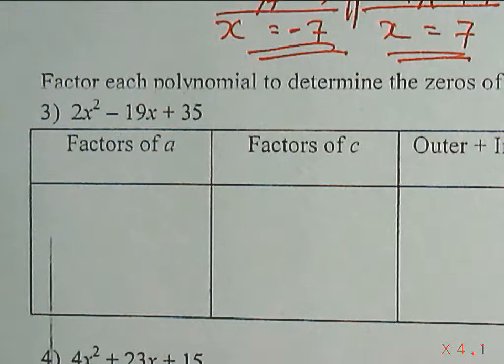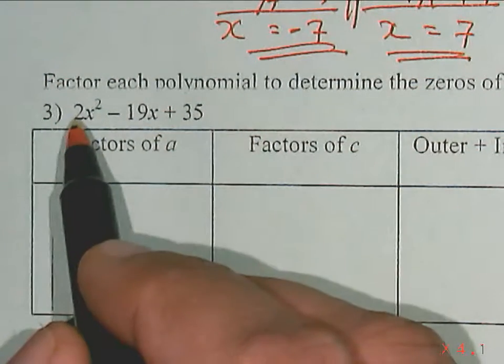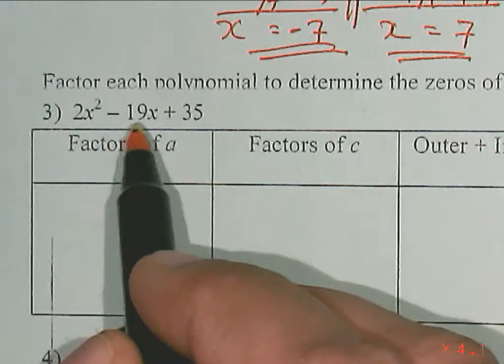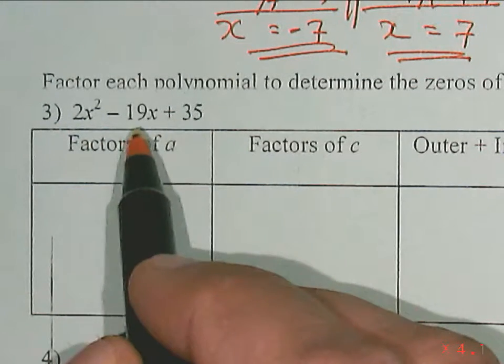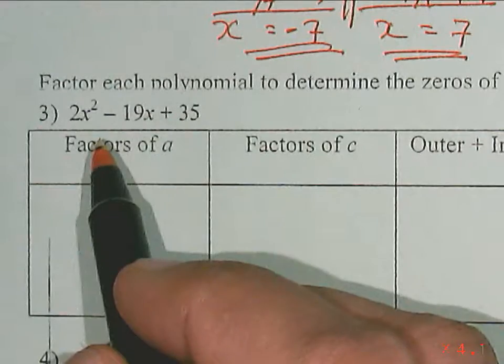Let's take the third question: 2x square minus 19x plus 35. You are asked to factorize this one and find the value of x.